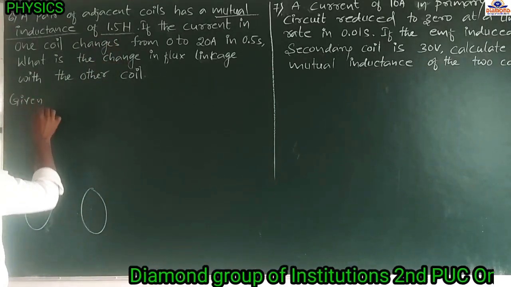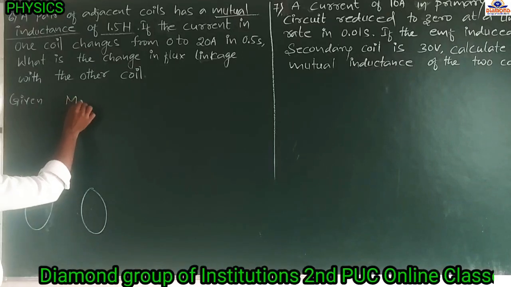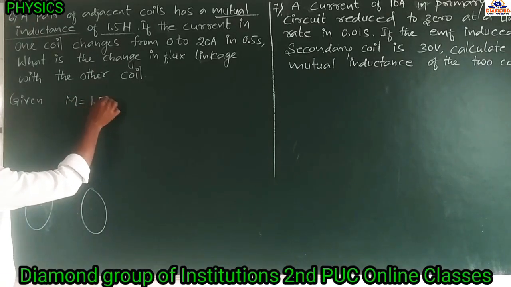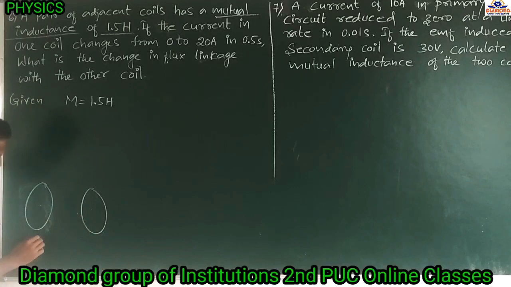Which value is given in the given data? The M value is given. What is the mutual inductance here? 1.5 Henry between the two coils. Think, this is one coil, this one is another coil.